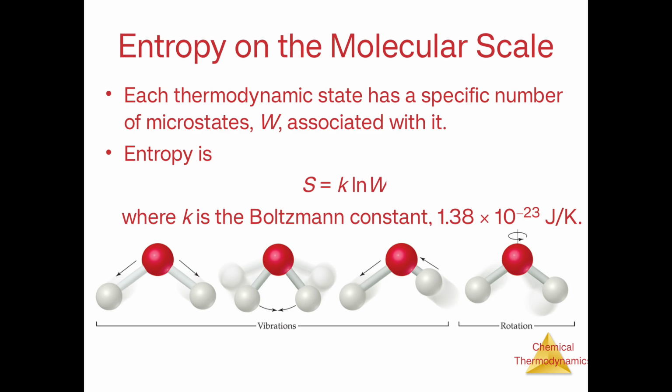You can see it has 10 raised to the power minus 23. 1.38 is multiplied by 10 raised to the power minus 23, which means the specific number of microstates will be equivalent to 10 raised to the power 23 or more than that. Then only the entropy will be a positive quantity, because the logarithm of more than that value, the number of microstates, will account for the entropy as a positive quantity.